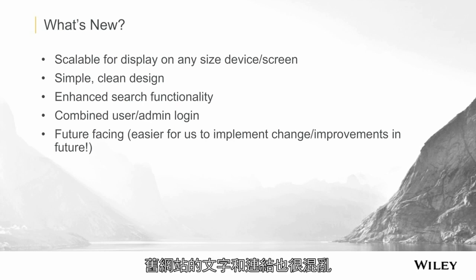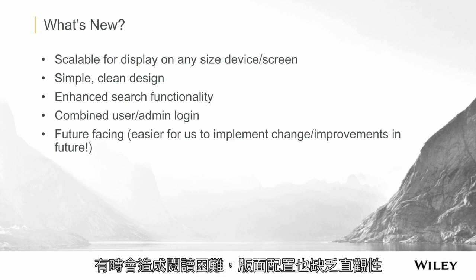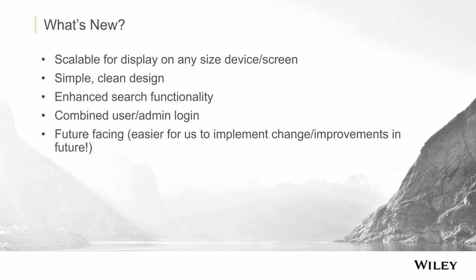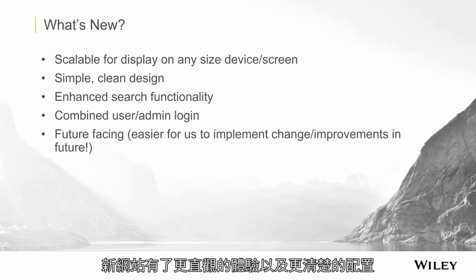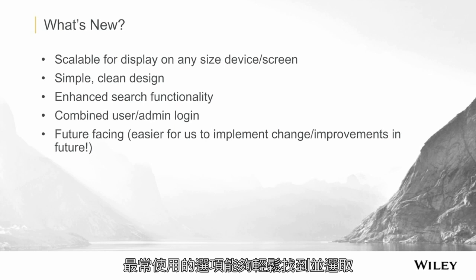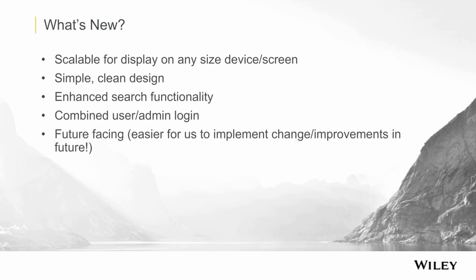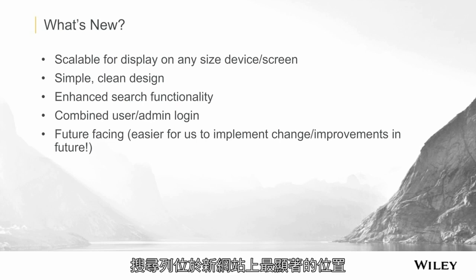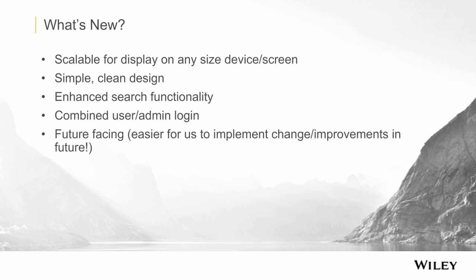The old site was also increasingly cluttered with text and links that could sometimes be difficult to read, with a less intuitive layout. The new site should be a much more intuitive experience, with options laid out clearly, with the most used and useful options easy to find and pick up. The search functionality has been overhauled comprehensively. Search is front and center on the new site, with predictive text, optional filters, and suggested search terms. We will cover this in more detail in the search portion of this presentation.